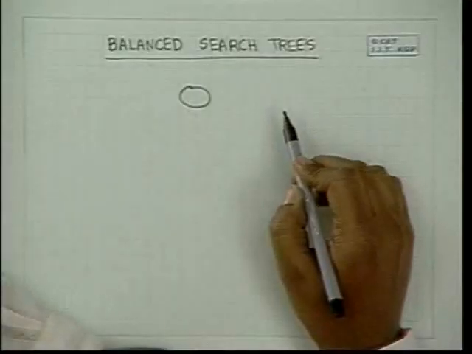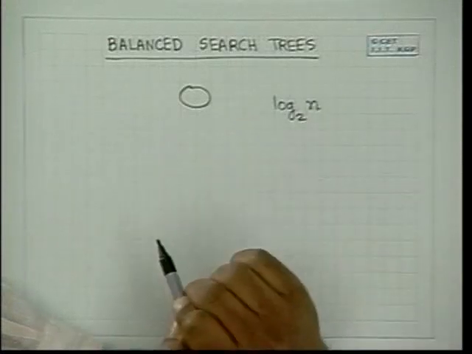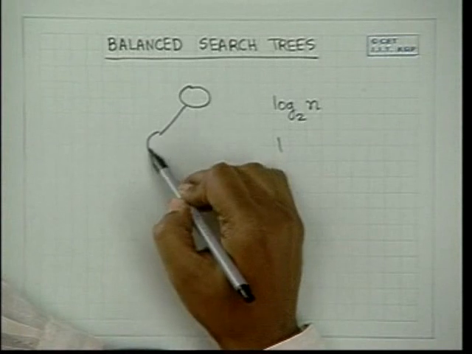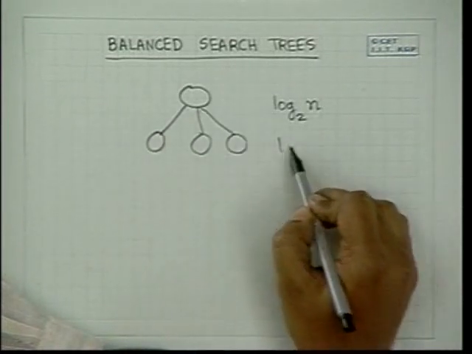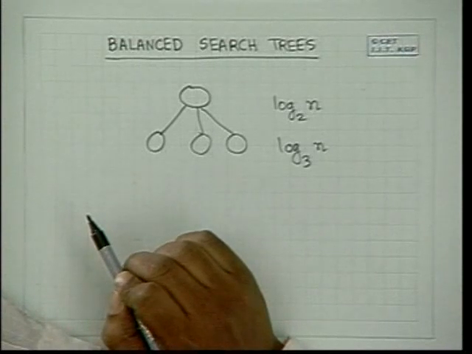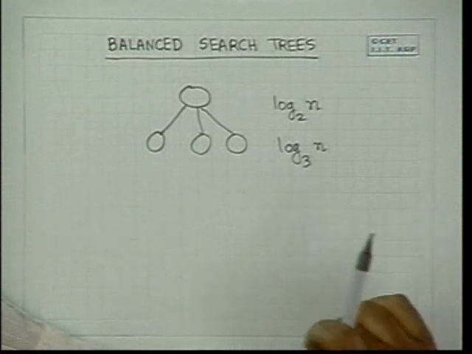Say, if you have 3 children, then the height would be log n to the base 3. If you have 2 children, the worst case height is log n to the base 2. If you have 3, then it is log n to the base 3.